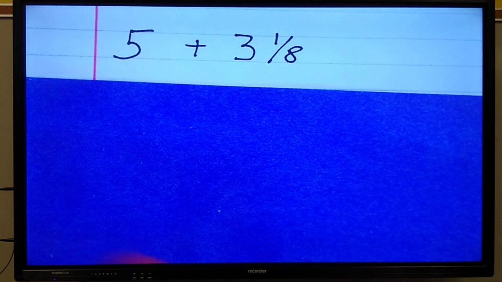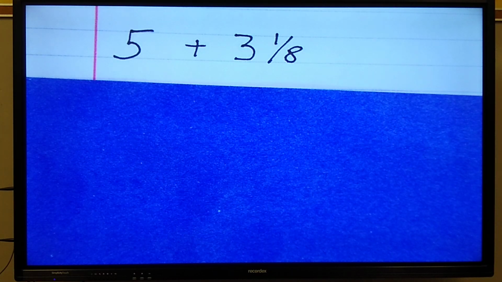Let's do one more. I haven't really gone over this. This is 5 with no fraction at all. Just 5 plus 3 1/8. So, I want to see if you can figure out how to do it, and here's a hint. It's very easy. Pause the video and give that a try. All right, let's see how good you did.